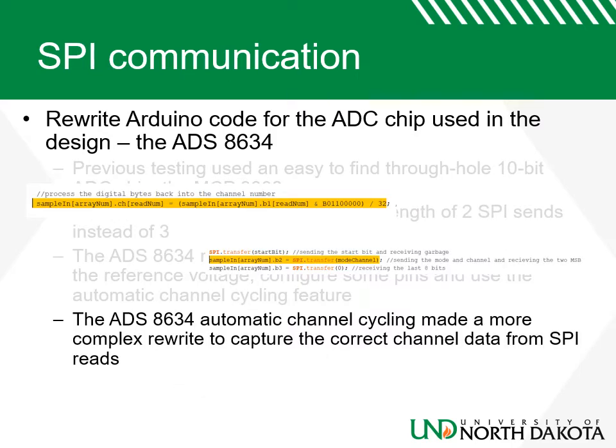The ADS automatic channel cycling made a more complex rewrite to capture the correct channel data from SPI reads. So the MCP would just send the channel that you wanted to get. On the ADS, if you have it on auto setting, it will just automatically cycle. So we had to actually capture the channel data and convert it to get the appropriate readings.